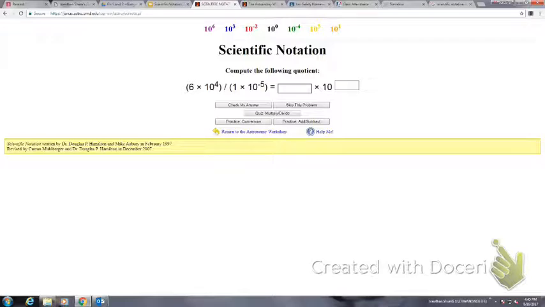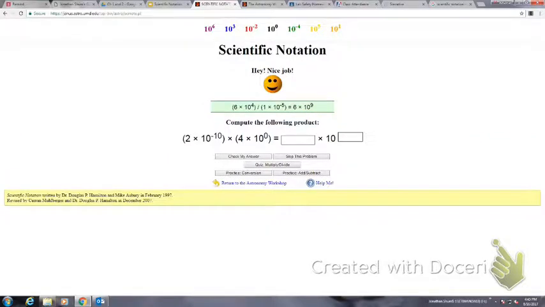So here it says 6 times 10 to the fourth. So 6 divided by 1 is 6, so I'll put 6 there. And then 4 minus the negative 5 is 9. Check my answer, good, and then I'll move on to the next problem. Okay? All right.